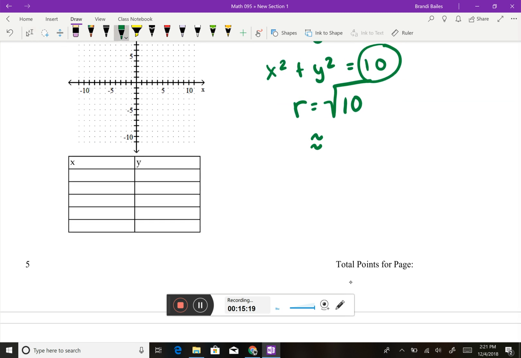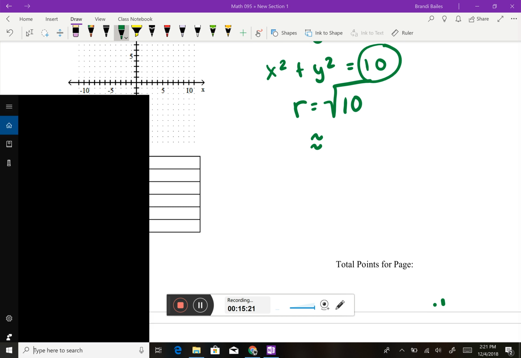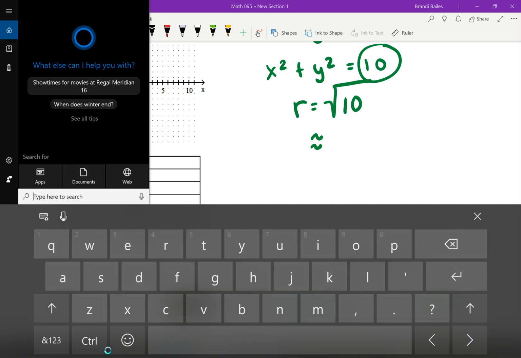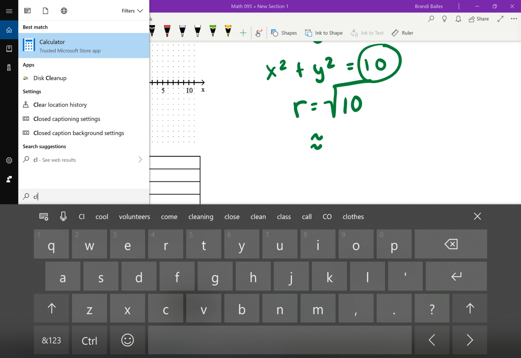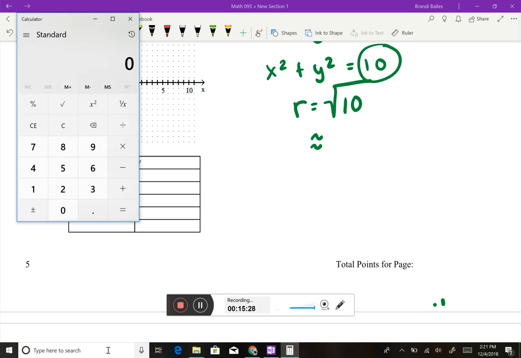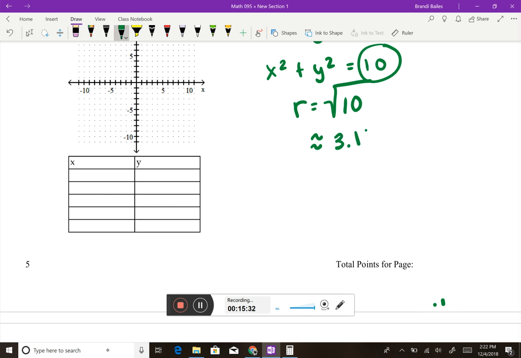Let's try and approximate it in a calculator. Calculator. All right, 10 square root. So 0.16.